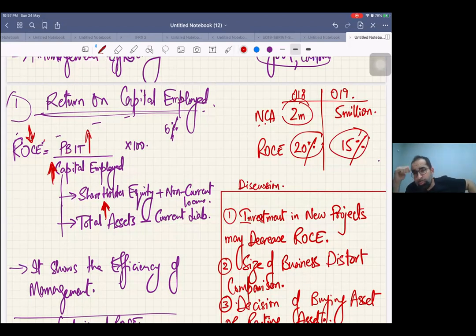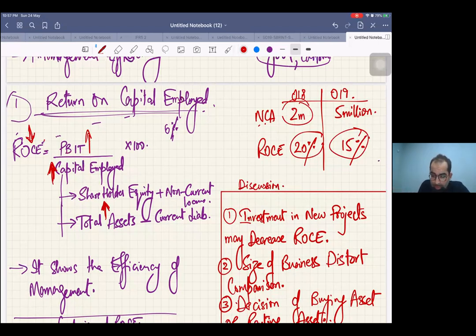Now you tell me, both denominator and numerator, because if you have invested in new non-current assets, you might have earned something from those new assets, from those new shops, from those new boutiques, those new retail outlets. You must have earned something. So now what's the correct answer?